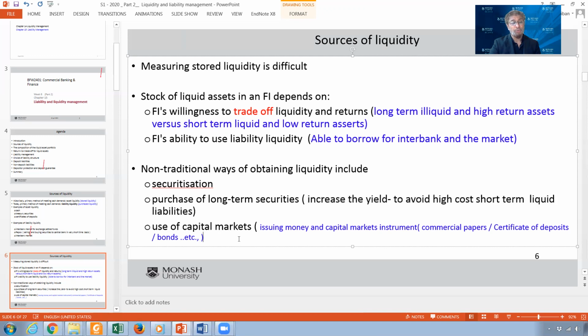And you can also use the capital market, which means you can issue money and capital market instruments. You can issue capital market instruments, meaning anything more than 1 year. You can also issue commercial papers, certificates of deposit, bonds, and others.